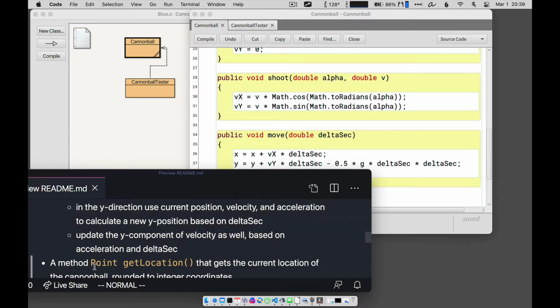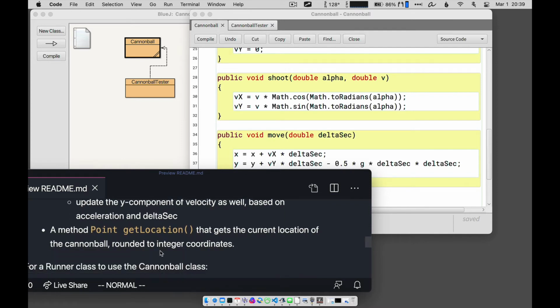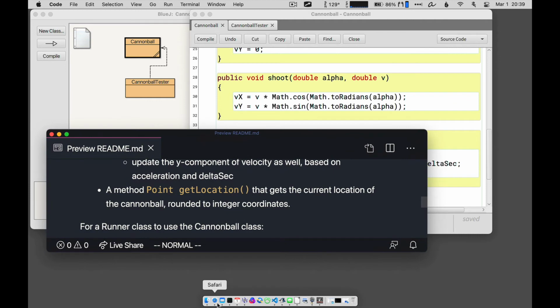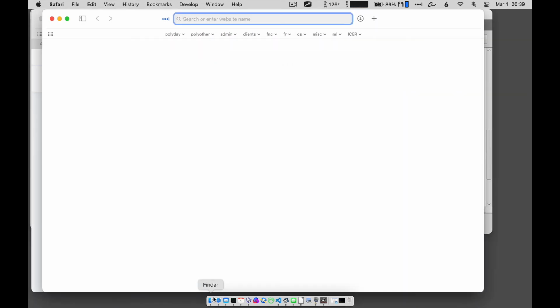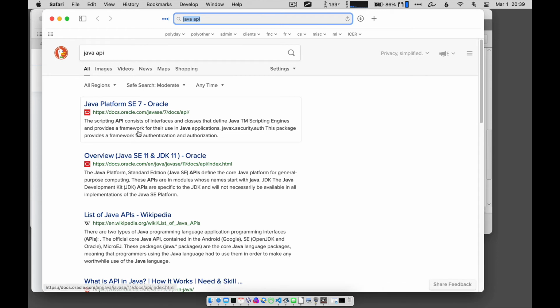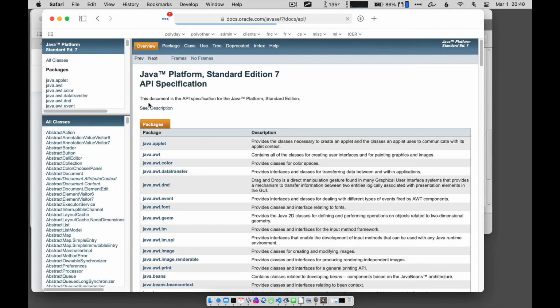And I think we're getting to the point here, this get location. Good. So we're going to write a method called get location. It's a method that's going to return the value point. We're going to get the current location of the cannonball rounded to integer coordinates. Now, I've never really used this whole point thing before, so certainly one of the things that we could do is take a look at the Java API on the point class and see what's going on there. So I'm just going to bring this up here.